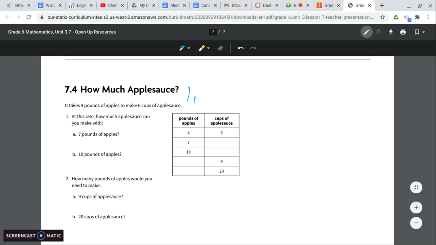So 1 pound gives us 6 divided by 4 is 1.5. So 1.5 cups. So that means to find 7 pounds of apples, we're going to take 7 times 1.5, which is going to give us 10.5 cups, and 10 pounds is going to give us 15 cups. We just multiply our unit rate. So 1 pound of apples is 1.5 cups of applesauce.